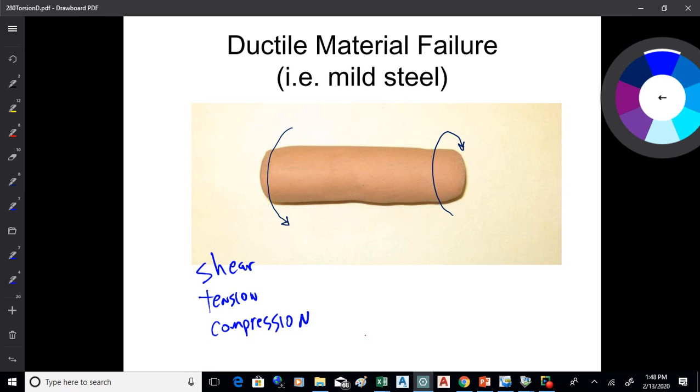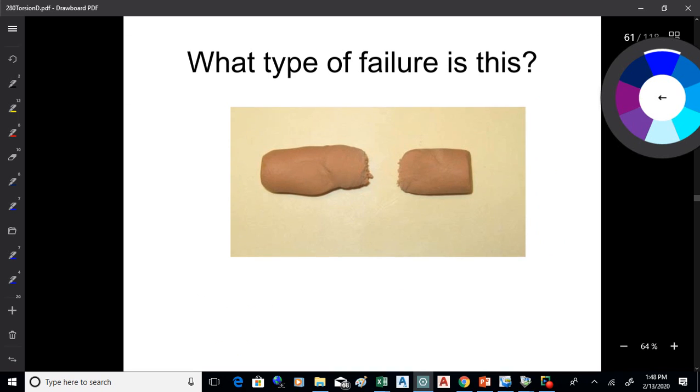Let's look at this one. It's probably better. Obviously it's not a perfect failure. It's a lab experiment. And what kind of failure is that? What breaks first on the clay? It's shear, yeah. See, it's just shearing straight across. That's a 90-degree shear failure. If you look at the cross section, what's happening there?